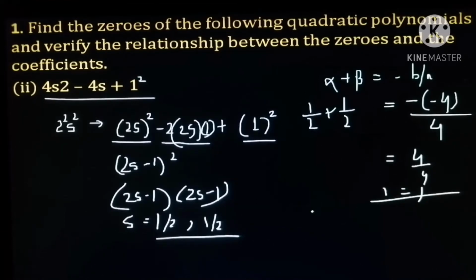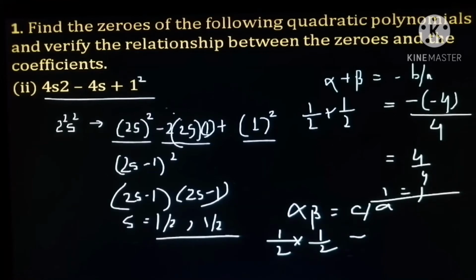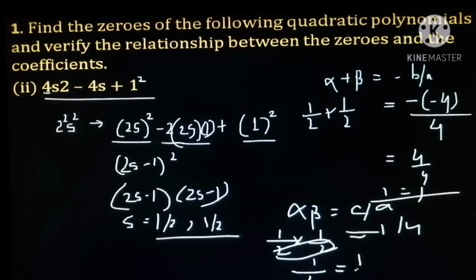We have verified it. Now for the second relation, you have alpha beta is equal to c upon a. This implies 1 by 2 into 1 by 2 should be equal to c, that is 1, divided by a, that is 4. So this should be equal to 1 upon 4. Multiply 2 into 2, you have 4 here. Numerator is 1, so 1 by 4 is equal to 1 by 4.